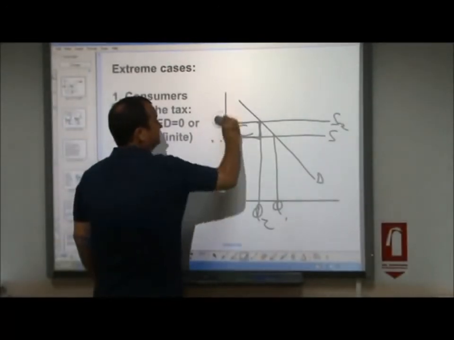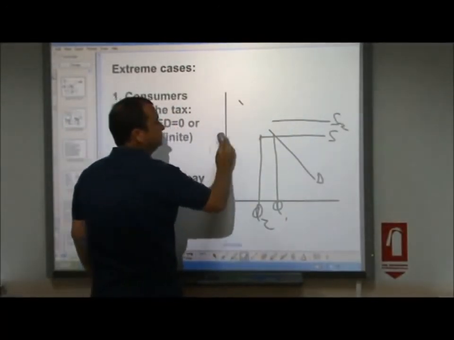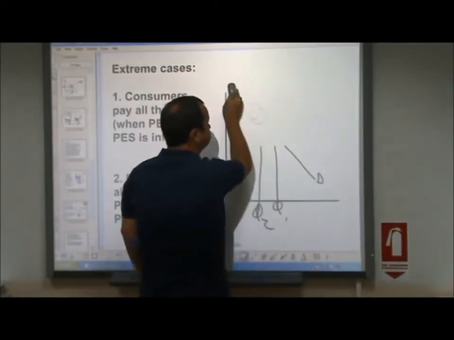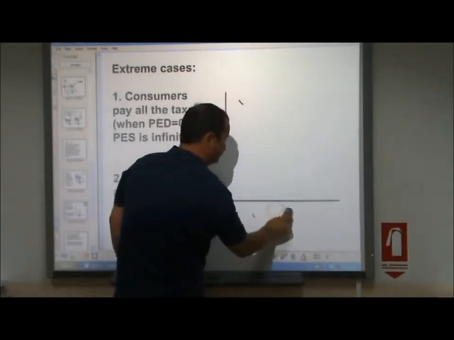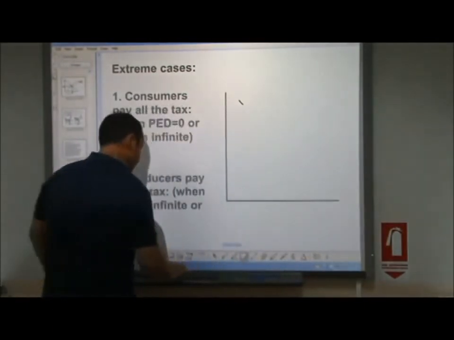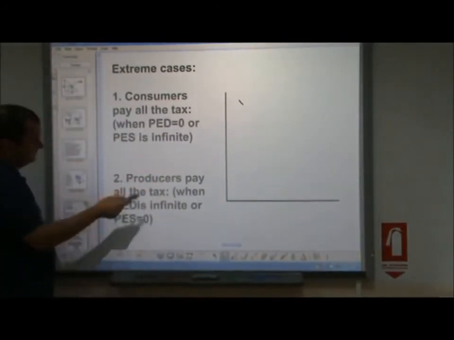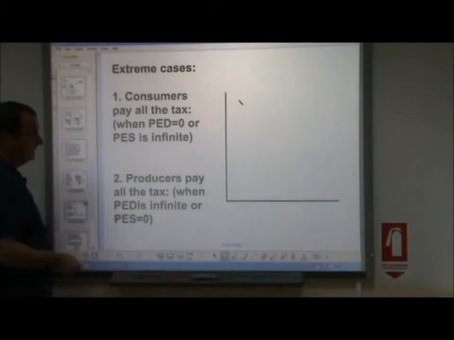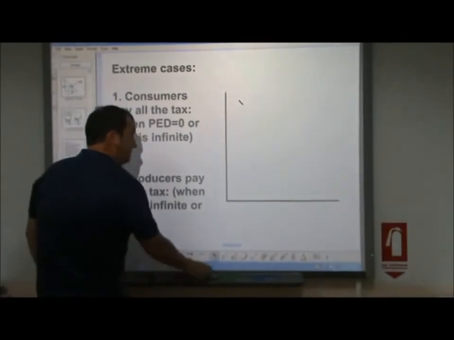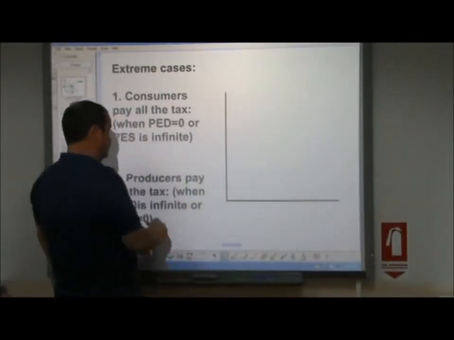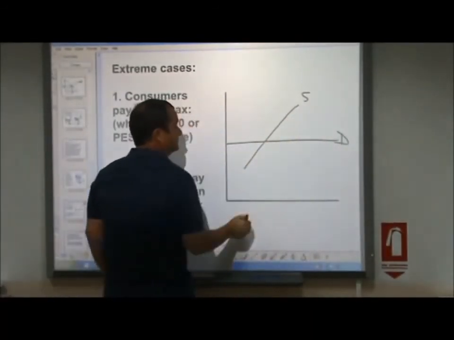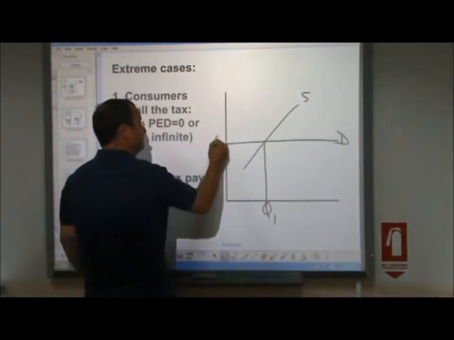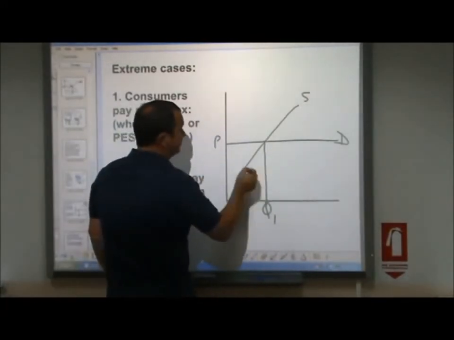But there's also the possibility that the producers pay everything. The producers pay everything when the reverse is true. PED is infinite or PES equals zero. So first of all, when PED is infinite, when the demand curve is like that, there's the S curve, there's the equilibrium quantity, price, a new tax will do this.